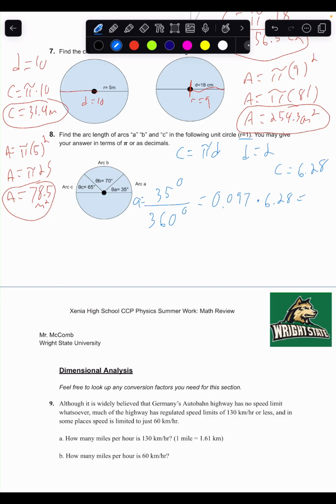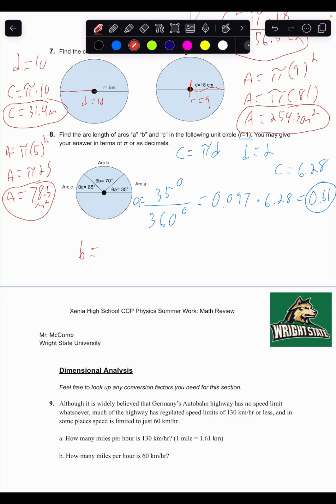There are actually a couple of ways you could do this. This is probably the easiest one, I think. It's the easiest way to think about it to me. 0.61. I didn't give a unit. It's fine. 0.61 units, right? So there's that. Same idea for B.